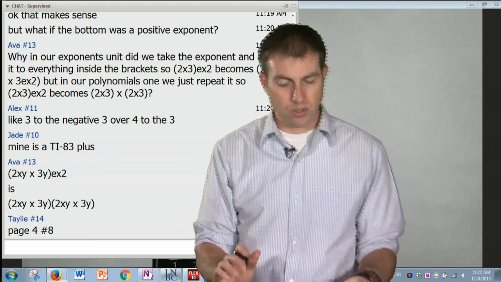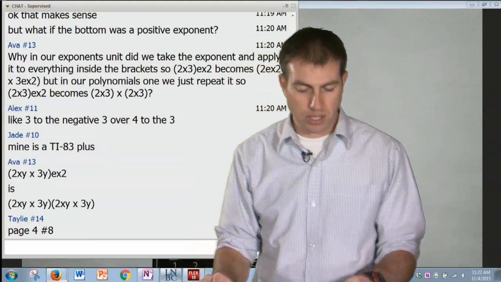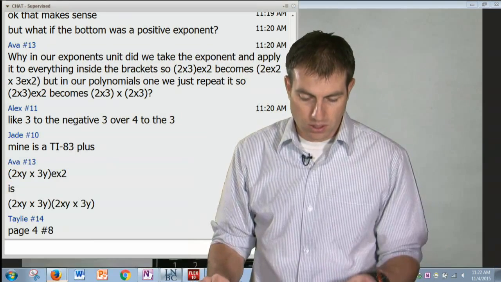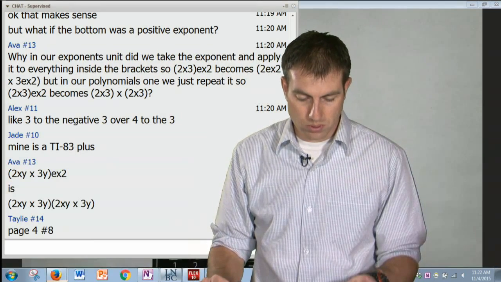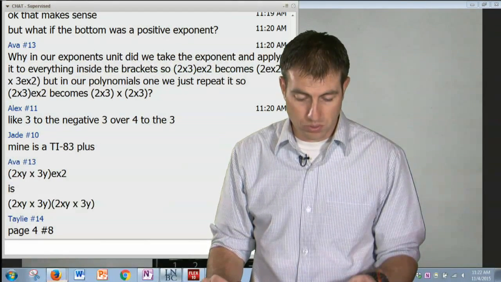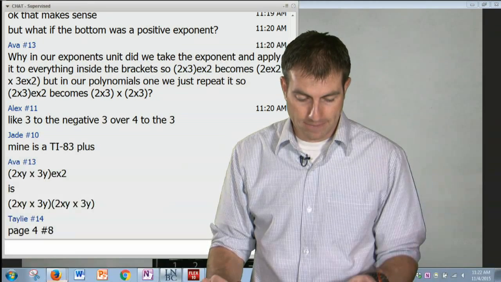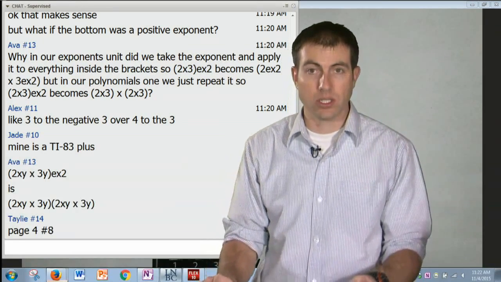Why in our exponents unit did we take the exponent and apply it to everything inside the brackets? So 2 exponent 2, but in our polynomials we just repeat it. That's a really good question, Ava.